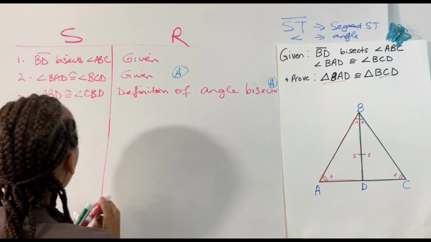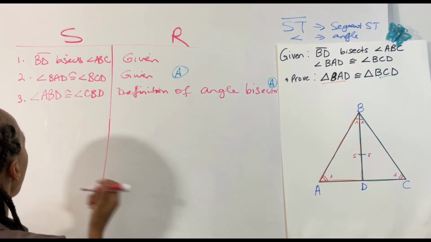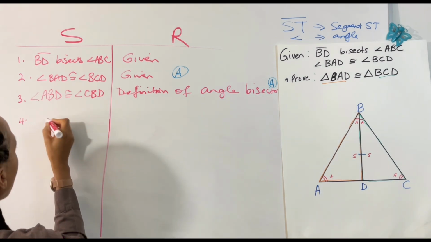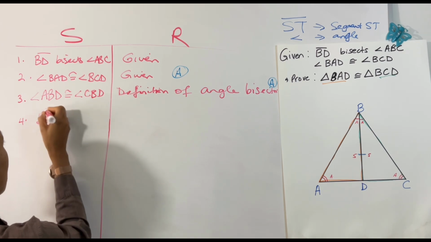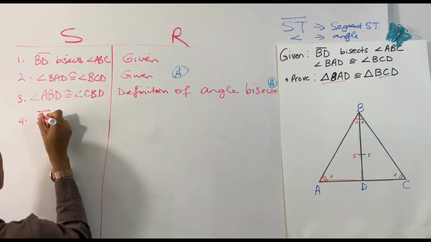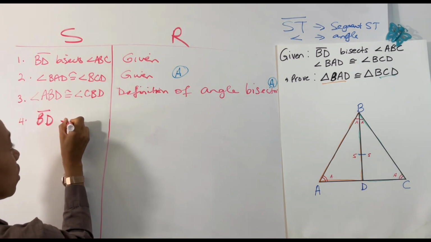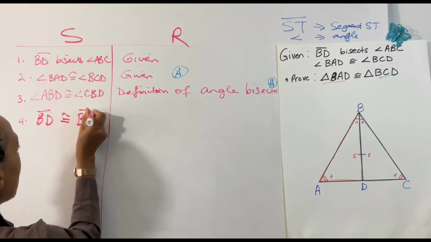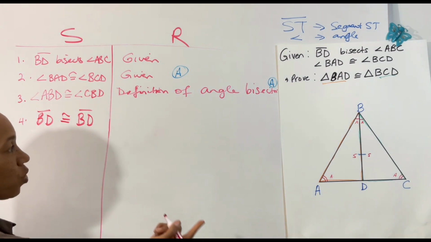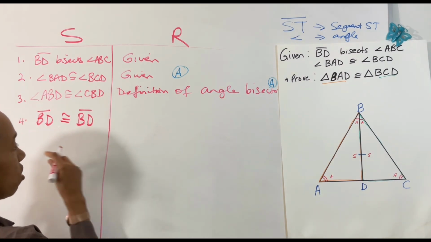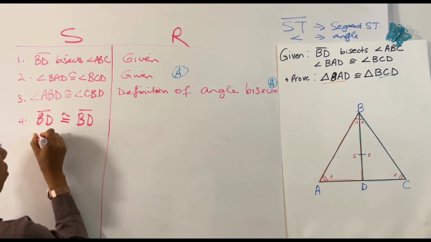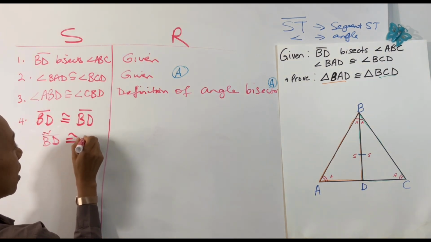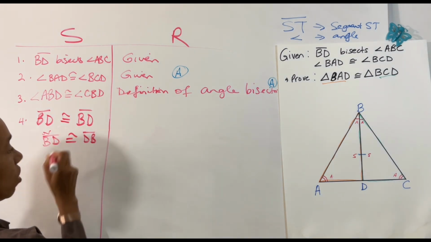We are going to write our fourth one because we have 3 already, and now we are going to say that segment BD is going to be congruent to segment BD, or even if you write DB, even if you switch the letters around, it doesn't matter, okay? It could be written as segment BD is congruent to segment DB. It doesn't matter, all right?